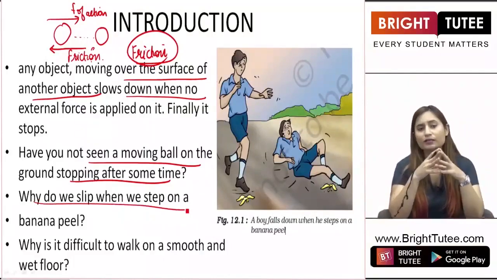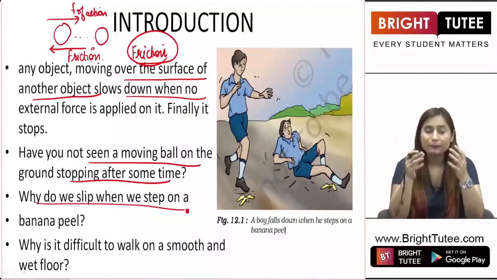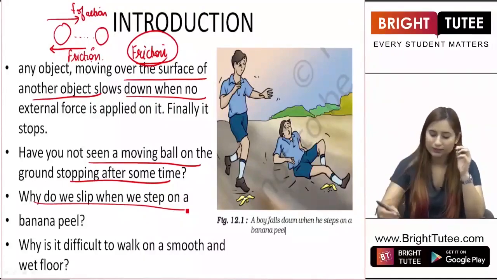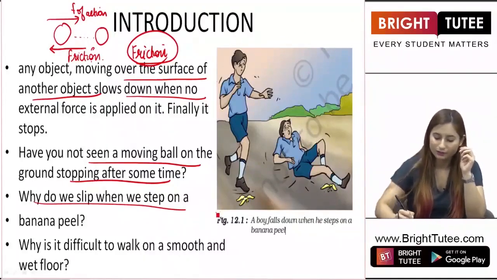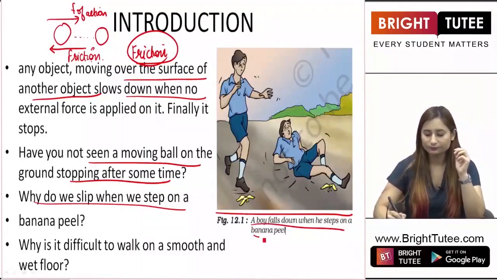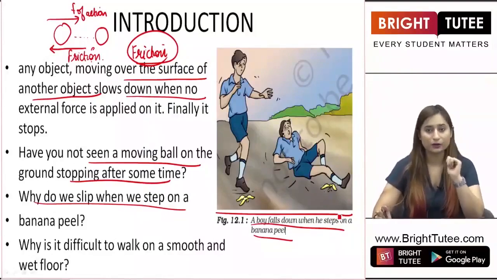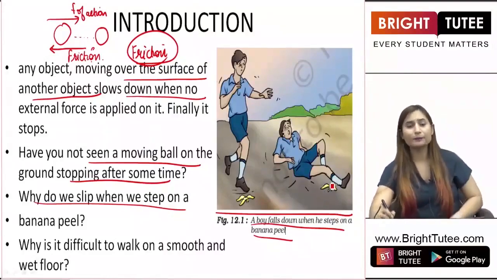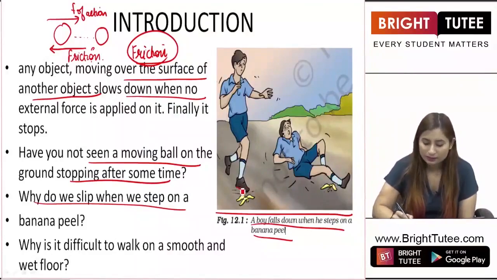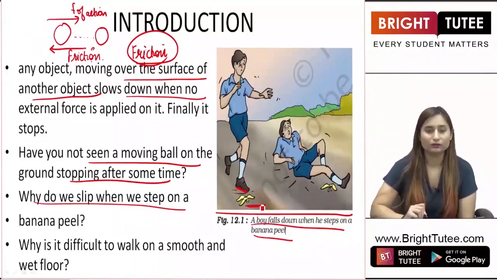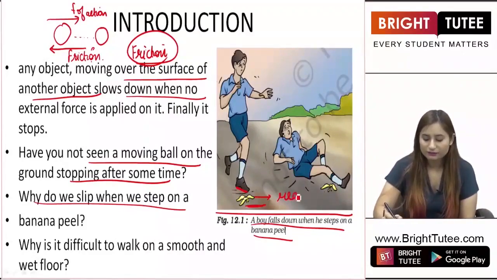Now, you must have seen people slipping on a banana peel. For example, this is the picture in front of you. A boy falls down when he steps on a banana peel. Why is this happening? Why is this boy falling down? This is because when a banana peel comes in between the leg and the ground, this banana peel reduces friction.